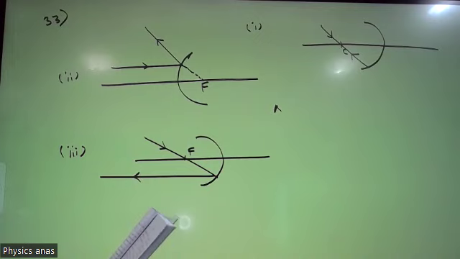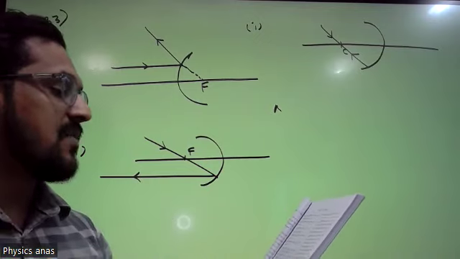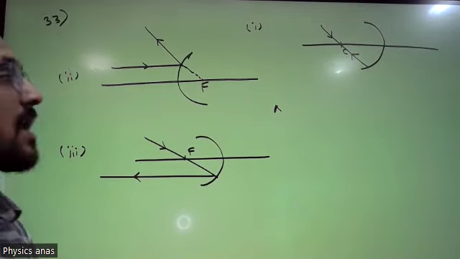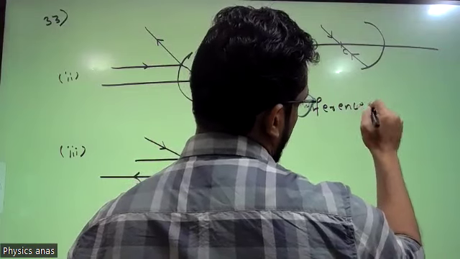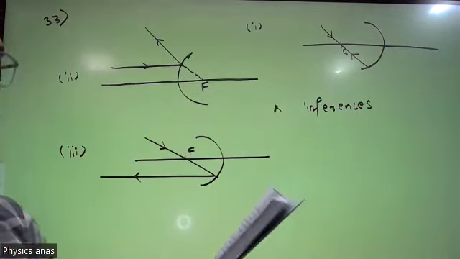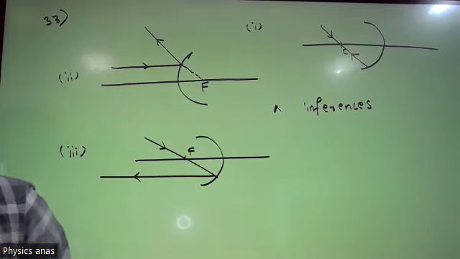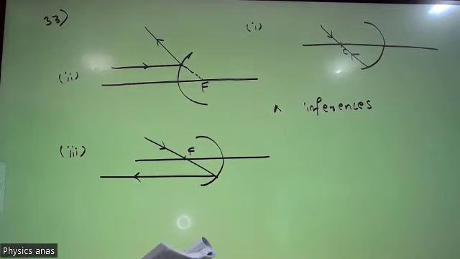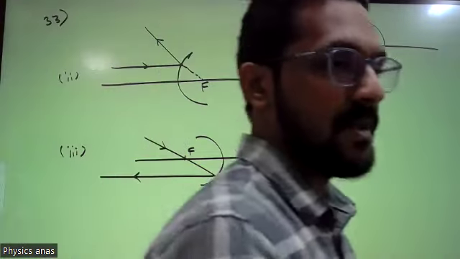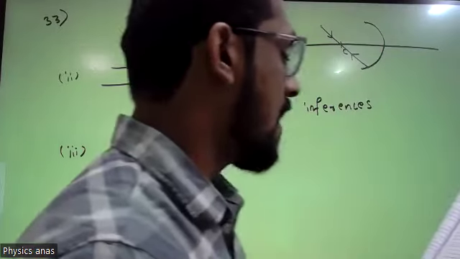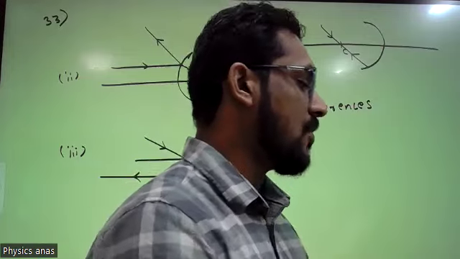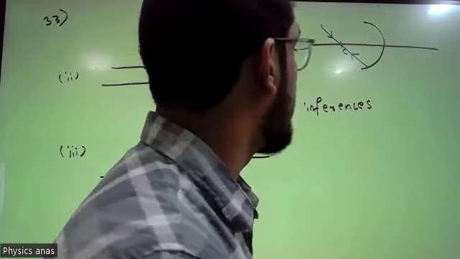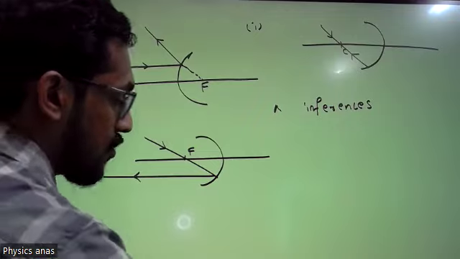Different positions of an object. What inferences can be drawn about the rest? The rest of the question is the same. What inferences can be drawn about the following when an object is placed at a distance of 10 centimeters? I will try to do this question.